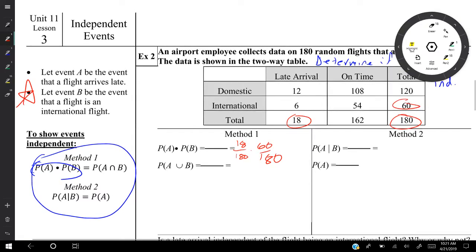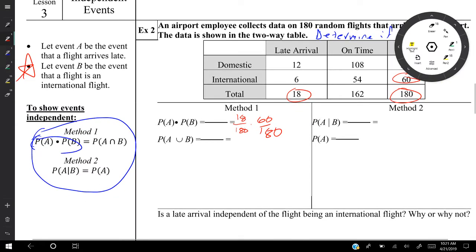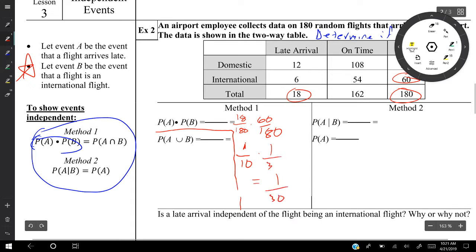I probably should have put some more space on here when I typed this. So I'm going to work down. So this is all its own work here. So 18 over 180 reduces to 1/10. Please reduce to make these numbers nicer. And 60 over 180 reduces to 1/3. So we get 1/30th. So is the probability of, this is a big boy typo here, this should be and. Is the probability of A and B also 1/30th? Because if it is, then they are independent.